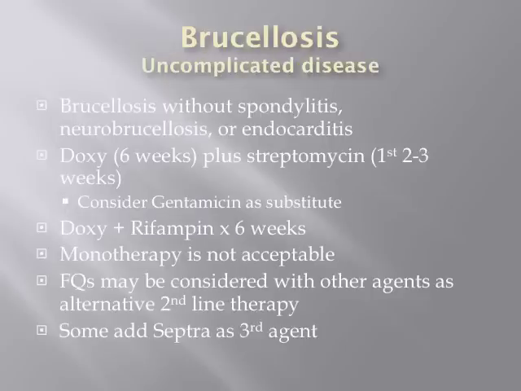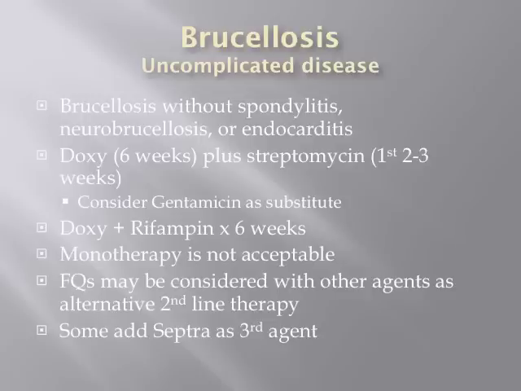So when you treat brucellosis, you want to consider whether it's uncomplicated disease or whether it's more focal disease, which tends to be more complicated. So how do you treat uncomplicated disease? Well, first of all, uncomplicated disease is brucellosis generally without focal findings like spondylitis or Brucella of the central nervous system or endocarditis. So if you don't have neurological disease, cardiac disease, or bone disease, it's generally considered uncomplicated.